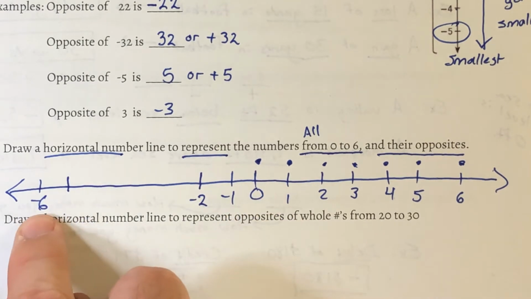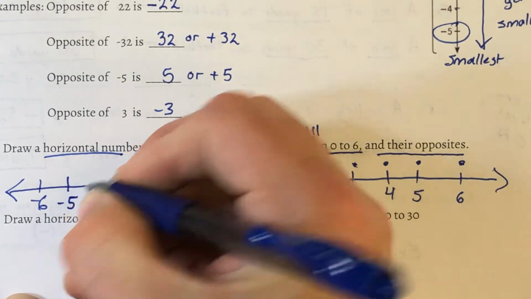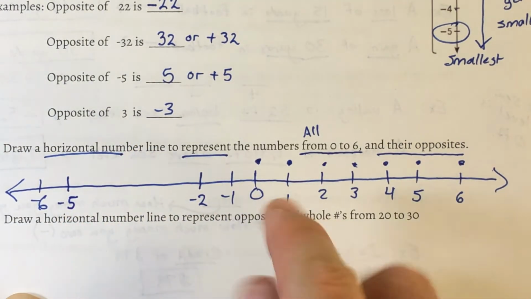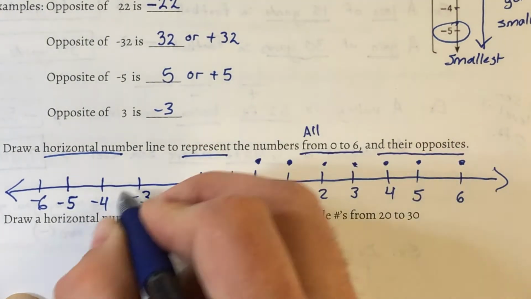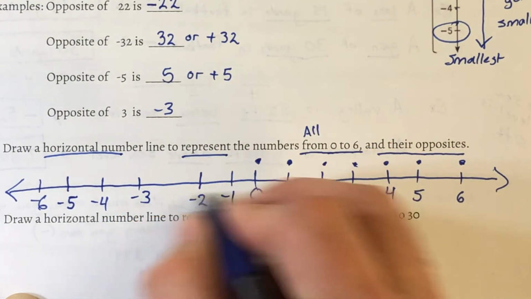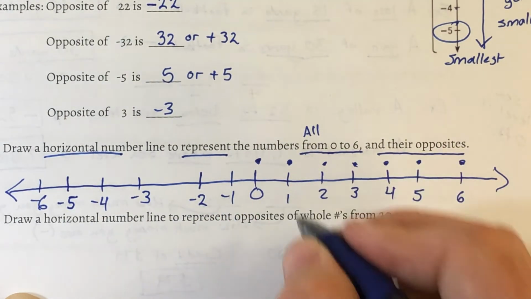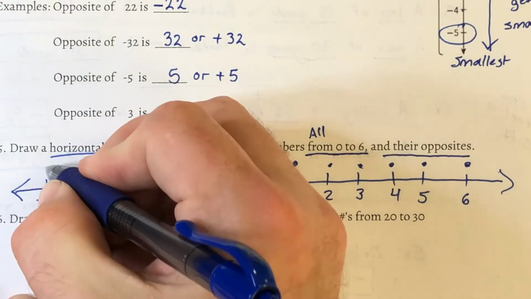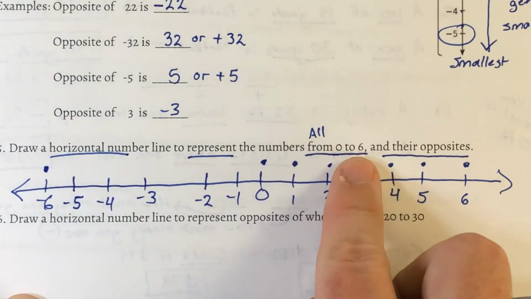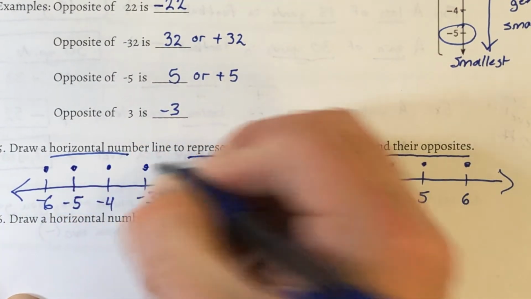So remember, negative 6 is the smallest. What's bigger than negative 6? Negative 5 is bigger because it's closer to 0. Negative 4 is bigger. Negative 3 is bigger. I have a gap. I don't like it, but bigger than that is negative 2. Larger is negative 1. Larger is 0. And you keep getting larger as you go right. All right, we need dots on all of these because it says from 0 to 6 and their opposites, meaning every single one needs to be represented.